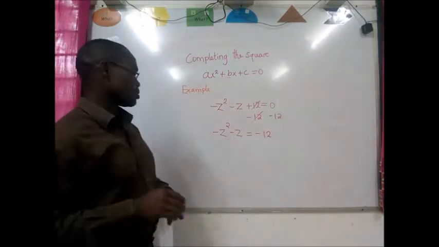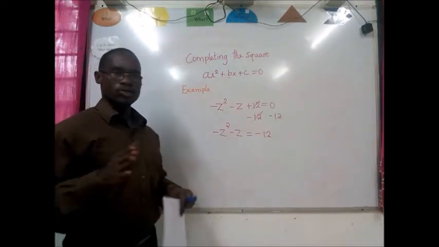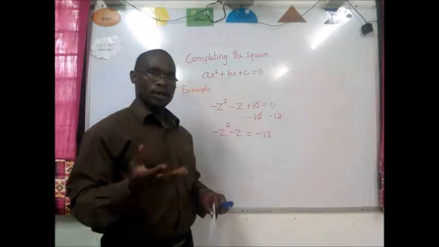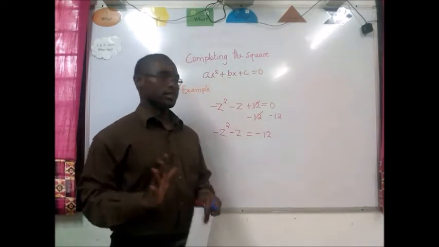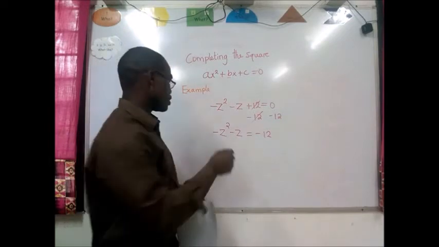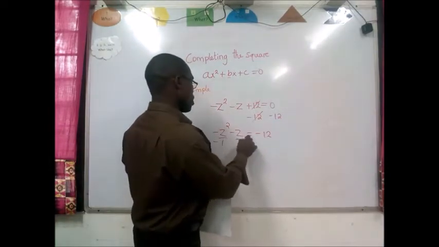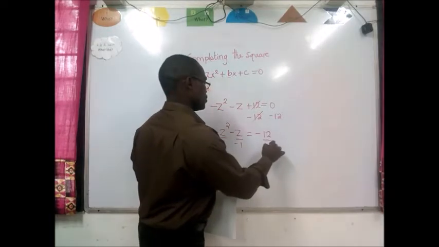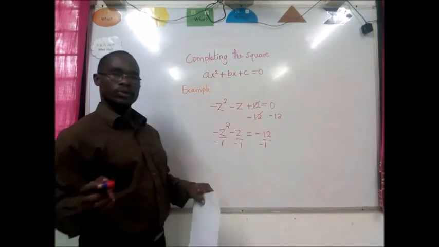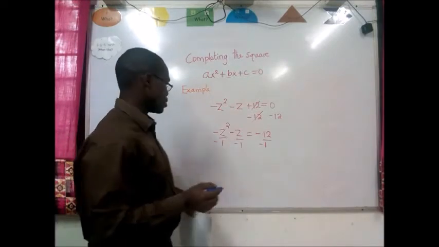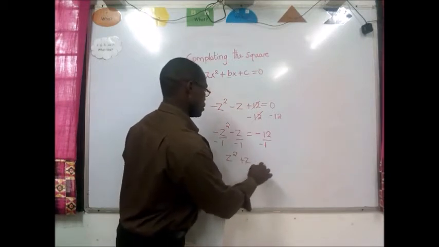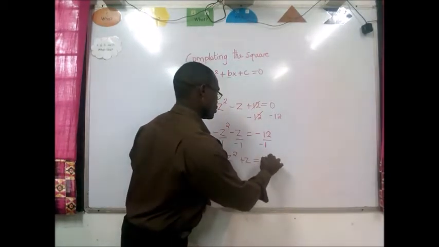So what do we do with this one? As we said, the second step is to check that the leading coefficient is positive and is 1. Here it is 1, but it's negative. So we should divide by negative 1 in all these terms, negative 1 on both sides. When we divide by negative 1, we get z squared plus z is equal to 12.